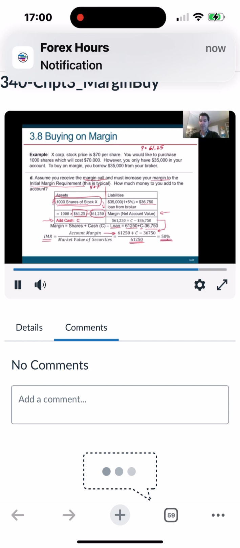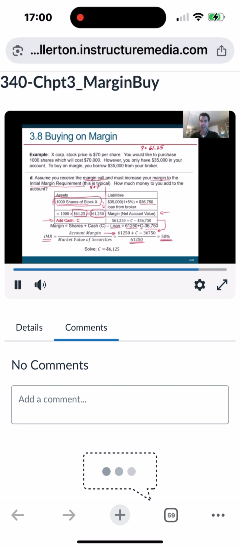So here I can solve for C. If I solve for C, I find out that I'm going to need to add $6,125 to the account in order to be margin compliant. Otherwise, what will they do? They would probably just sell my shares, and they're going to take back their $35,000 plus the 5%, and they're going to say, you're done, because you were losing money. All right. So this ran through a number of the scenarios and calculations that go along with buying on margin.